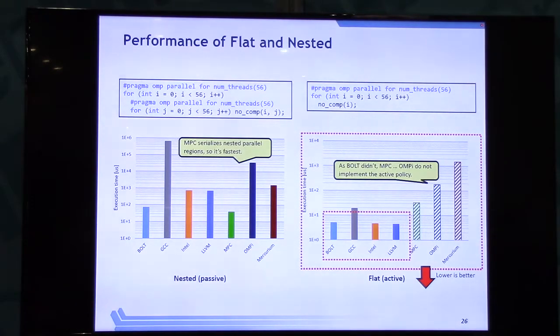I know that the previous ULT-based systems did not implement active policies because usually ULT systems only focus on massive parallelism. Extremely speaking, they don't really look into the performance of flat parallelism. So their performance of flat parallel regions is lower than those of widely used pthread-based OpenMP systems. Okay, that's good. So in any case, Bolt performs best.